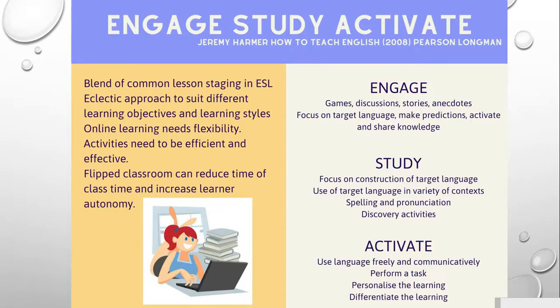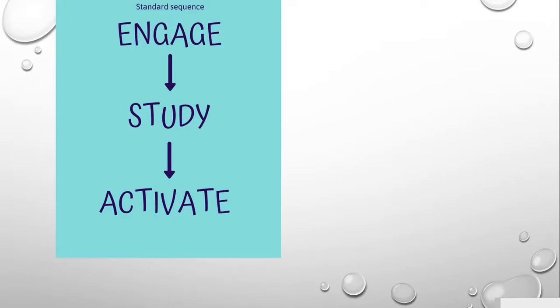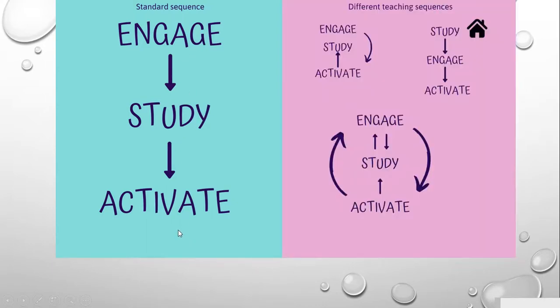You need to perform a task, you need to personalize it, make it relevant to the students. All the online learning tools I talked about before would engage with this. The thing about engage, study, activate is the standard sequence would be similar to PPP. You engage, you study, activate. But like I said before, we need to be flexible with online learning. You can try different teaching sequences. You could begin with an engage, go to activate, then back to study.